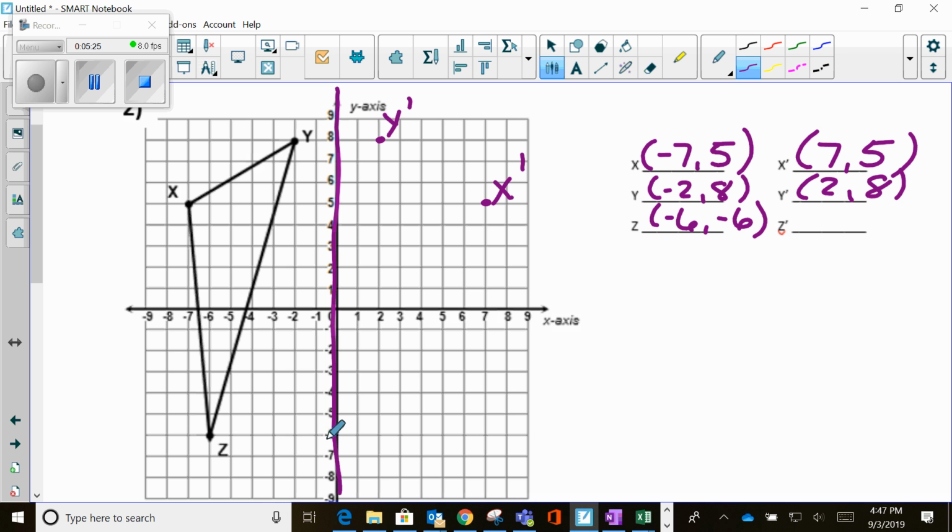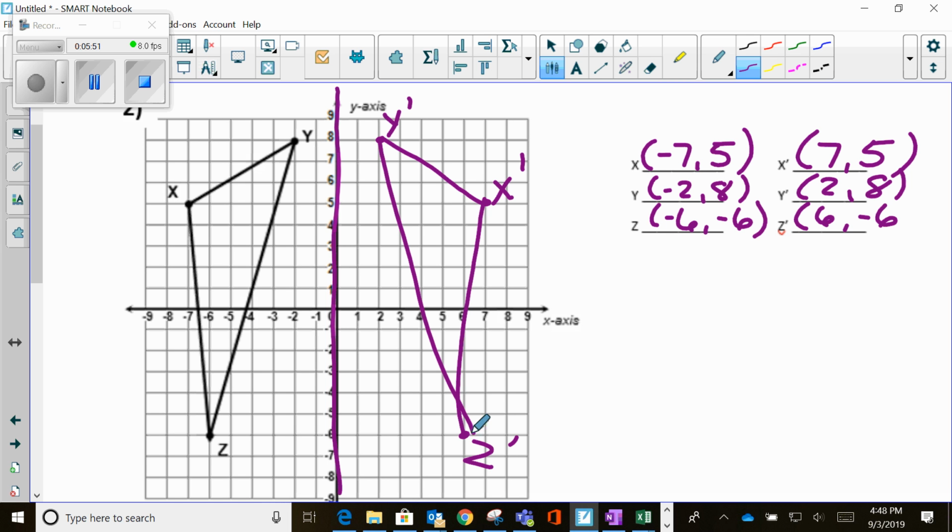And the final point, Z, was 6 units to the left. So I need to move 6 units to the right along the same line to get my Z prime. And that point from the origin is positive 6, negative 6. And you can connect your points in order to draw the reflected image.